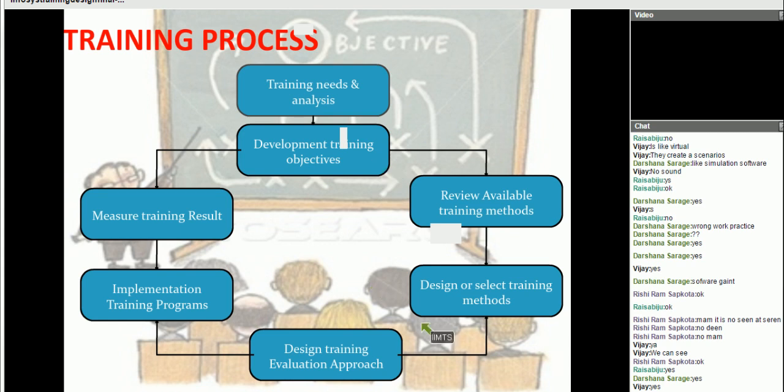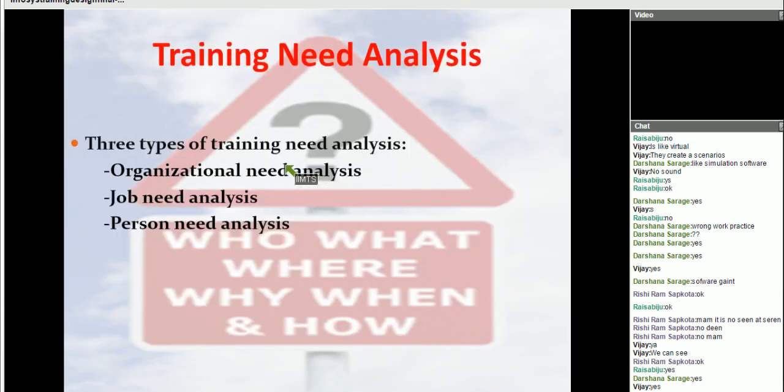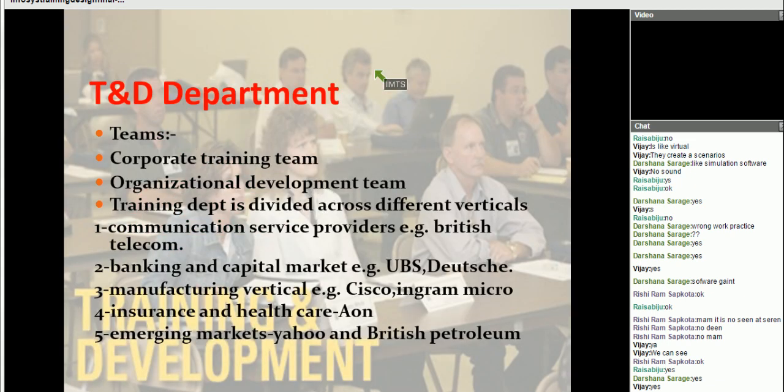So this is the training process at Infosys. So it is more or less the same as what we have discussed, the training process. So there are three types of training need analysis. First is the organizational need at the level of organization. Then job need analysis as per the job, and person need analysis as varies from person to person. So basically it answers the question who, what, where, why, when and how. These are all the answers which will be covered in these types of training, the different questions.